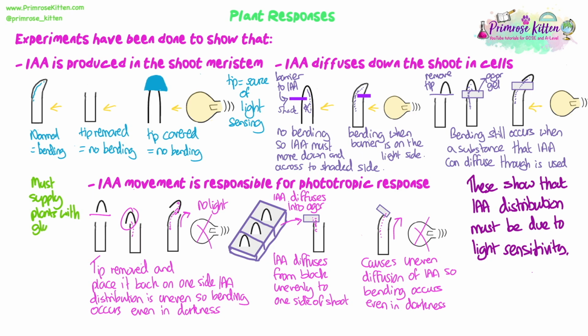So as I said, you could put the agar block in the middle in the dark experiments to show that it would just go straight up. Same, you could cut the tip and put it in the middle to show that it's going the same up. You can use agar blocks that contain water as well, a negative control, to show that it's the IAA that's present there that's having the effect.